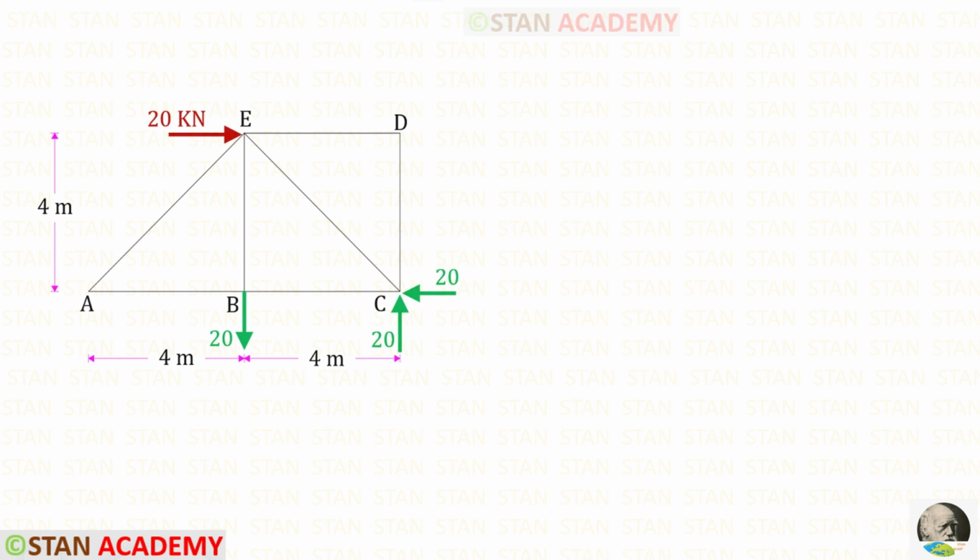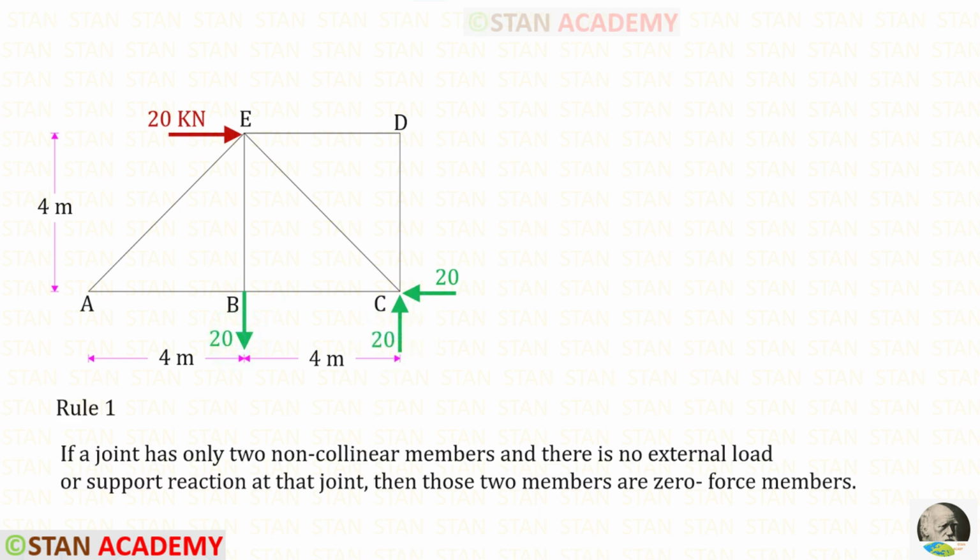Here I have changed the direction of VB. In this truss, there is no vertical load. So the value of VB and VC will be same. Both of them will be 20, but the direction will be different. VB is acting downwards, so VC should be acting upwards. Let us take the joint D. In the joint D, we have FDE and FCD.